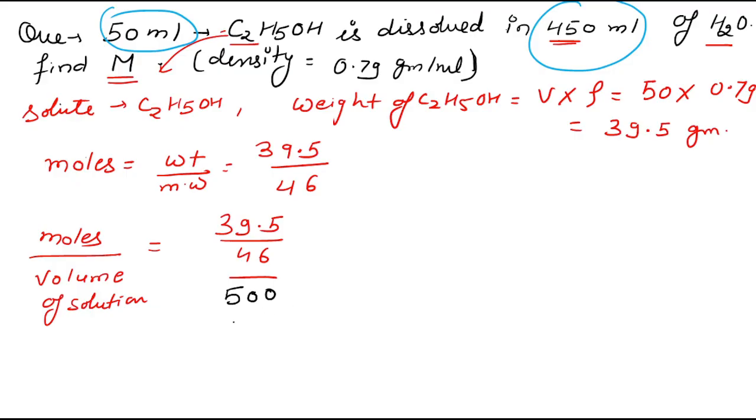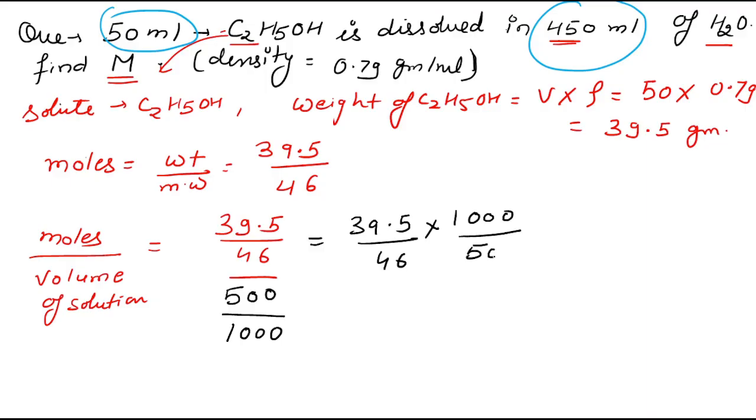But the volume they have given here is in ml, and here we have to put the value in liter. So convert the ml into liter by dividing by 1000. Now what will happen after this? 39.5 upon 46, and just flipping this value, 500 upon 1000. 500 and 1000, it's 2. Now 39.5 upon 46 into 2.